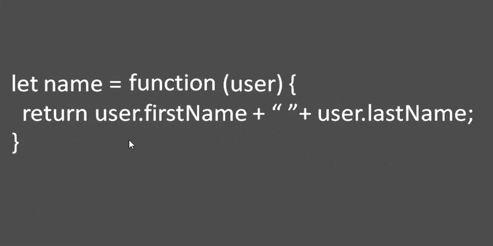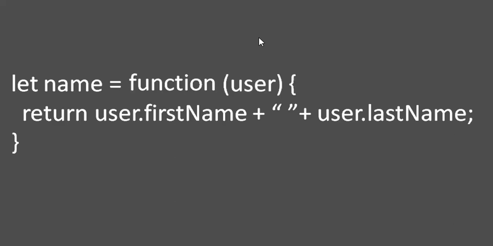Let's jump back to here. So we have roughly the same where we have one function expression name and where we are passing the user and which is returning the first name and last name concatenated. So to convert these functions to arrow, what we need to do is just remove the function keyword and have an arrow sign just before the opening curly braces.